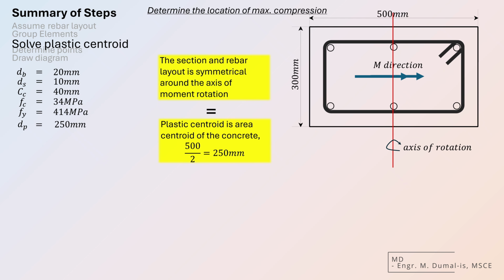Now that the groups are defined, we can solve for the plastic centroid. Since the section is symmetrical in both its shape and rebar layout, we can say with confidence that the plastic centroid lies at the geometric center. That is, halfway across the width of the section. So for a section width of 500 mm, the plastic centroid is located at 250 mm from either edge.